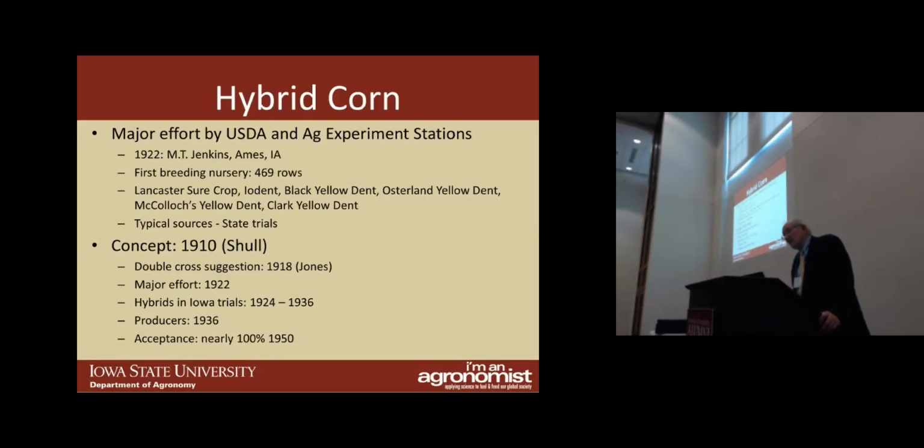Then Jones in 1918, 1919 said, hey, why don't we cross two single crosses? That is, produce single cross 1, single cross 2, and then cross the two crosses together and get a double cross. Oh, that might work. So there was again a big push for greater yields. Henry Wallace, not Henry A., his dad, was the Secretary of Agriculture.